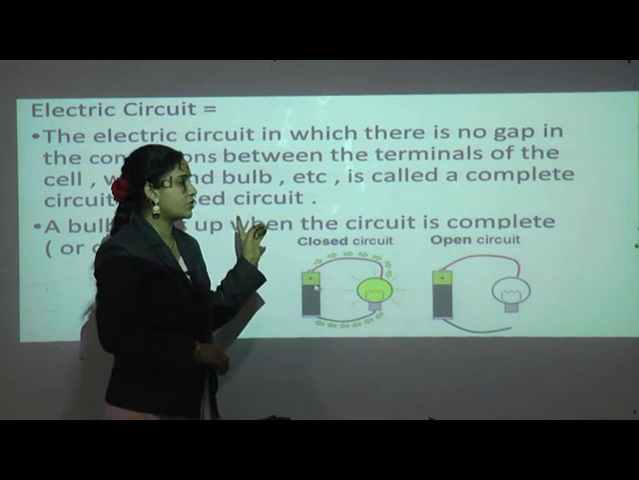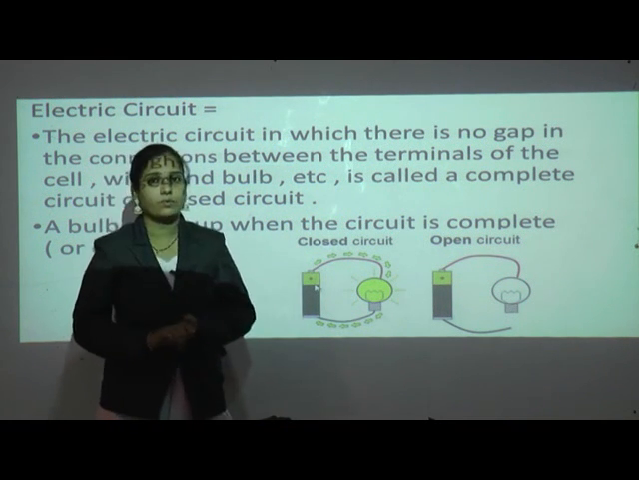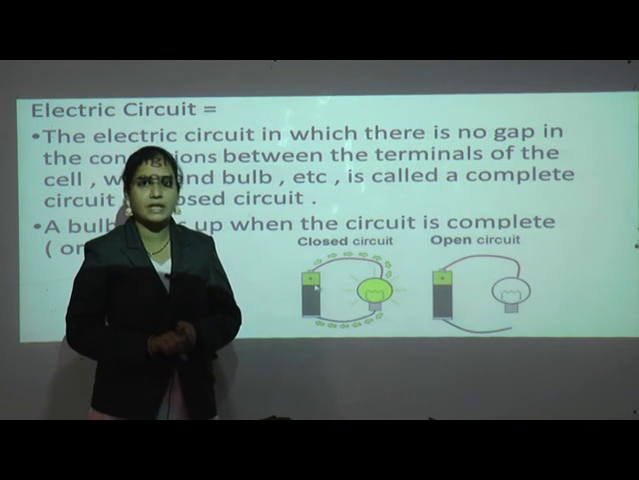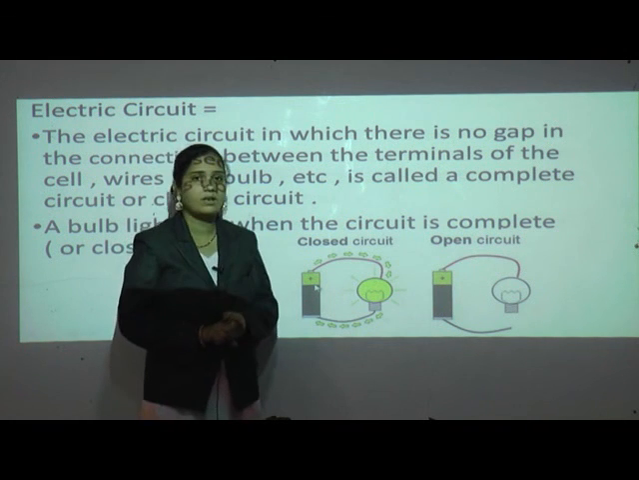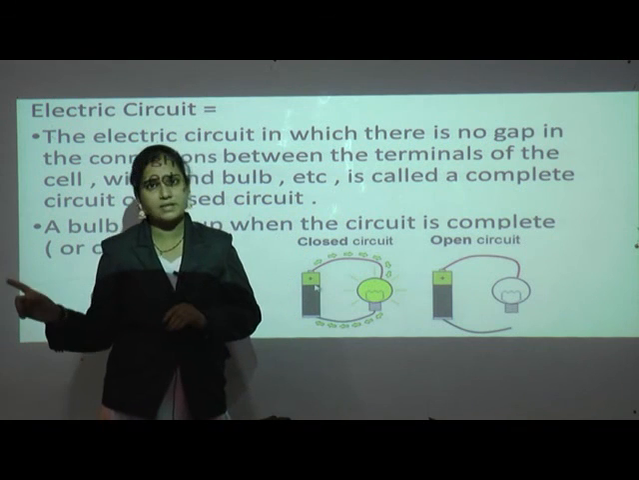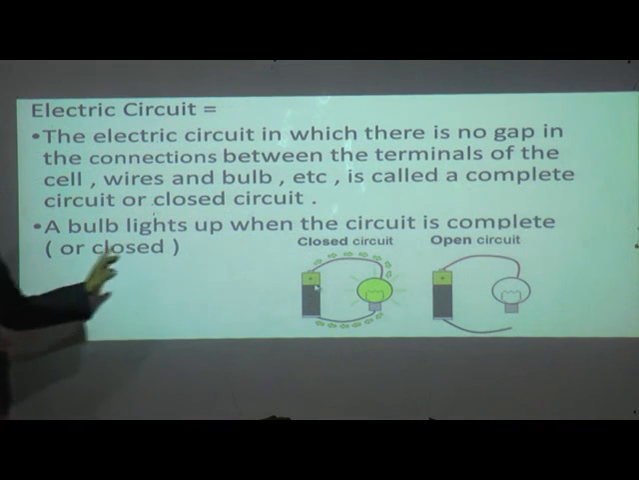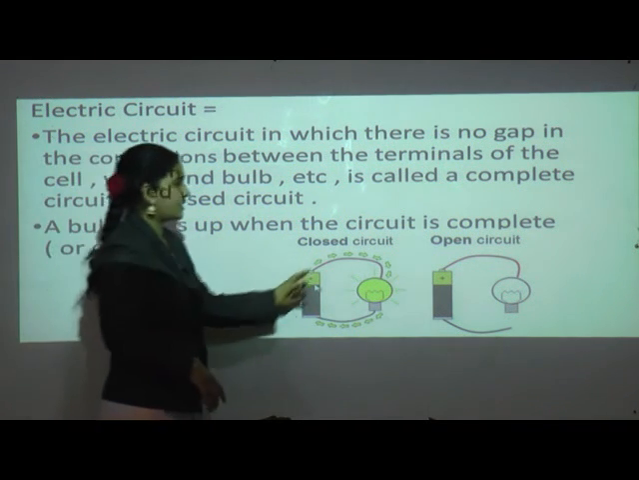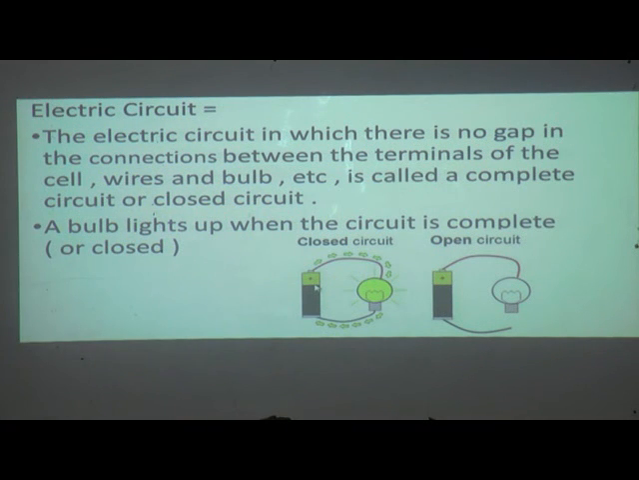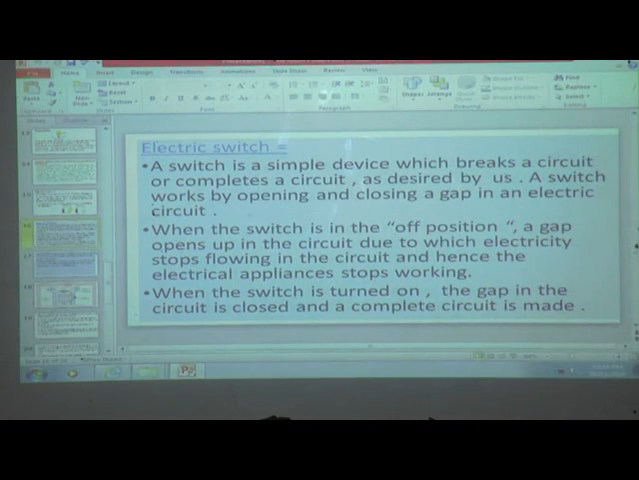In our previous session we saw the 6 arrangements showing whether the bulbs will glow or not glow. That activity we have seen in the previous session, isn't it? So only if there is a closed circuit, that bulb will glow. If there is an open circuit, the bulb will not glow. Okay, so this is very important students. The bulb lights up when the circuit is complete or closed. Now next point. Before that we'll see the activity given in the textbook.